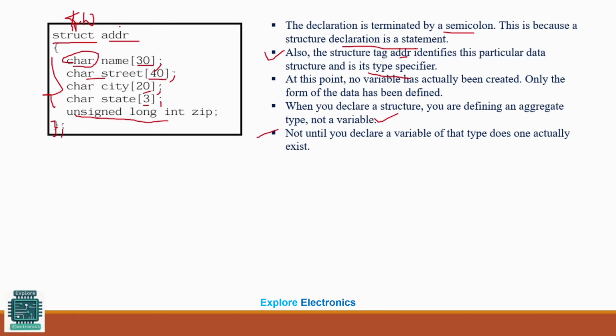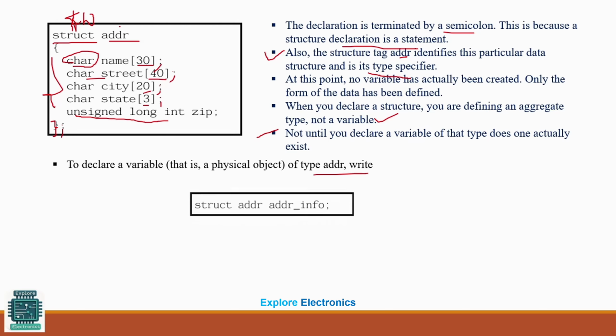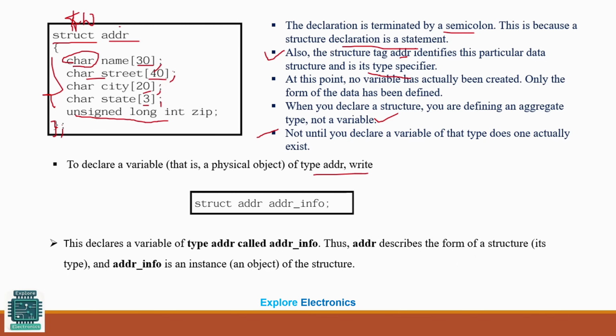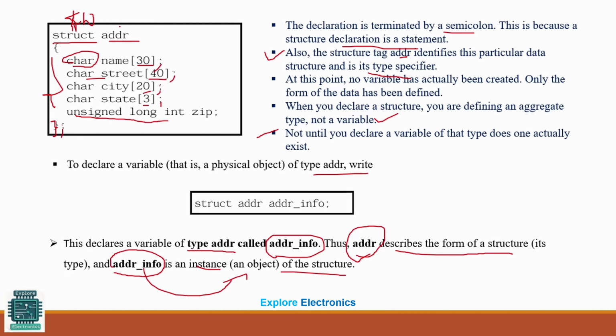Then how to declare a variable? Let us see that with an example. To declare a variable of type address, we have to write struct addr and address info. What does it do? This declares a variable of type addr called address info. Thus, addr describes the form of a structure, meaning its type, and address info is an instance, meaning we can call it an object also of the structure.